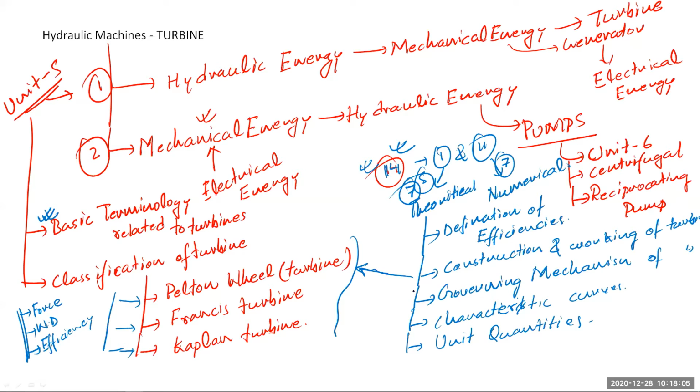I have given the blueprint of this entire chapter. Now we have 2 weeks left, and we have 2 units also. For unit number 6, 1 or 2 classes is enough, and for unit number 5, I will take 4 to 5 classes. That's the end of your syllabus. So let's begin with the basic terminologies of turbines.